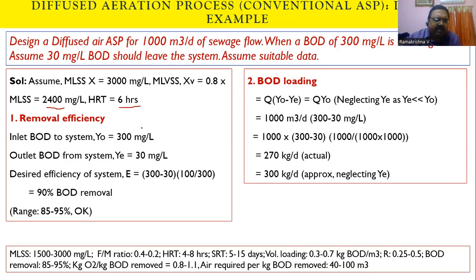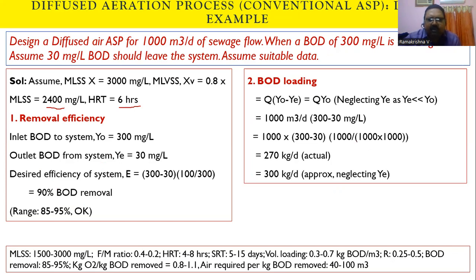To start the design, we should check the BOD removal efficiency, whether the system is suitable to the given example or not. So how much BOD is removed, initial to the outlet value? 300 minus 30, where the initial value is 300. So 270 by 300, that is 90%. The BOD removal range for this process is 85 to 95%. So that means this process is satisfied.